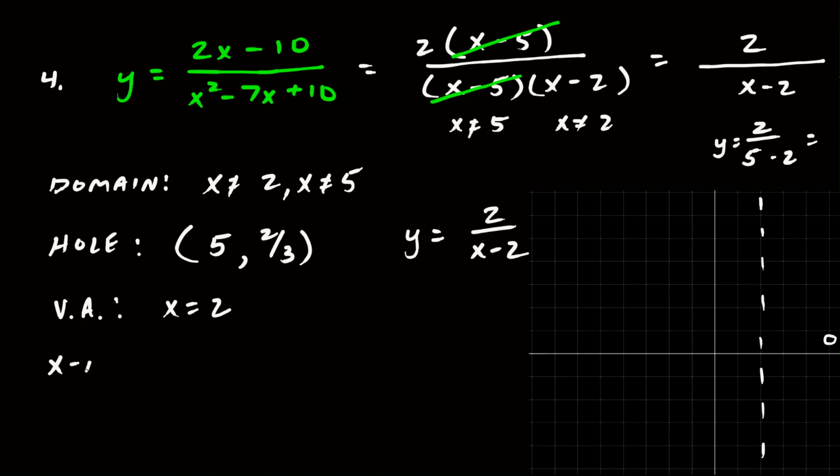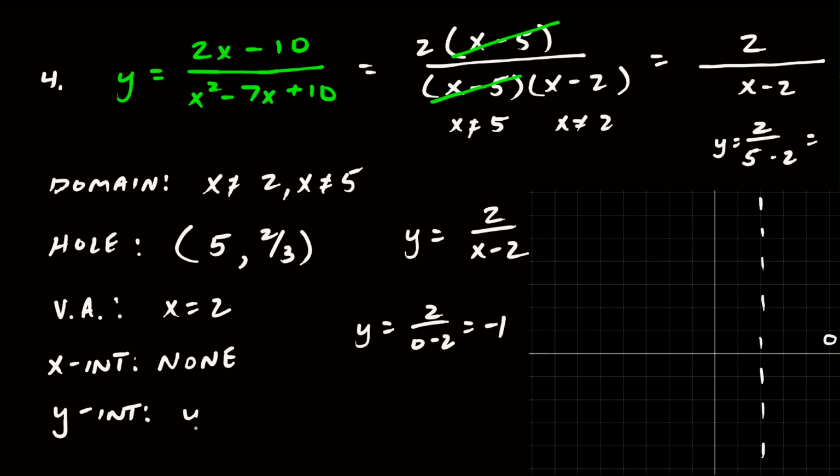Next up, x-intercepts. At first glance, we might think it's 5, but remember there was a hole there, so there is no x-intercept there. There is no remaining 0 of the numerator, so there are no x-intercepts. Our y-intercept, we'll simply substitute in 0 to our simplified equation. So it would be y equals 2 over 0 minus 2, which is 2 over -2, or -1. So we have y equals -1, which is here.